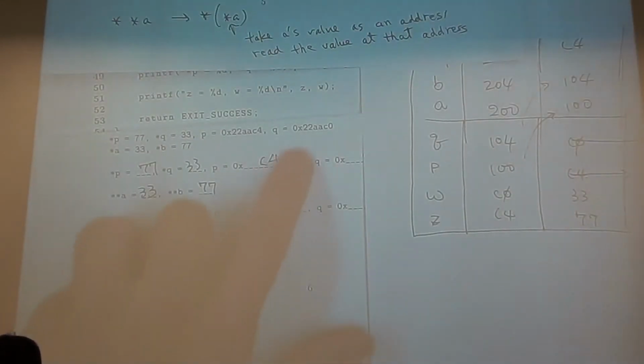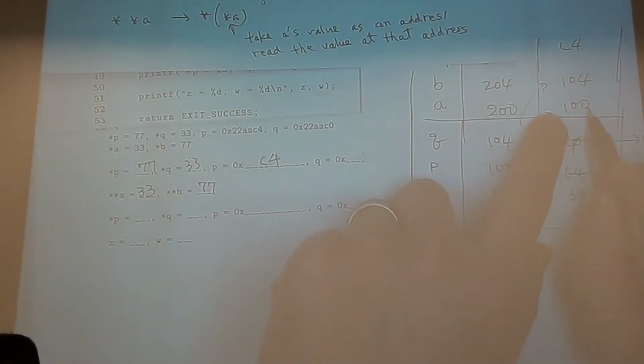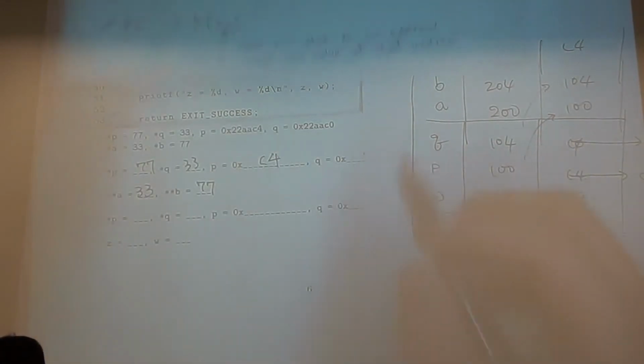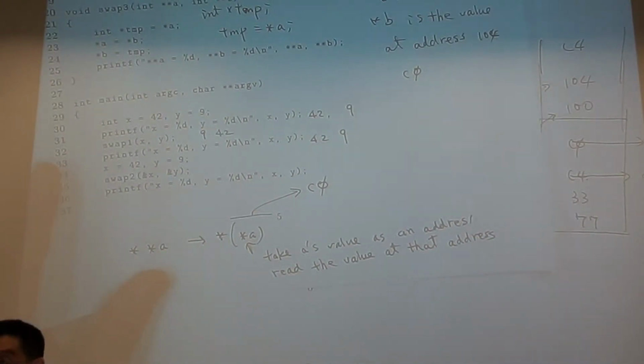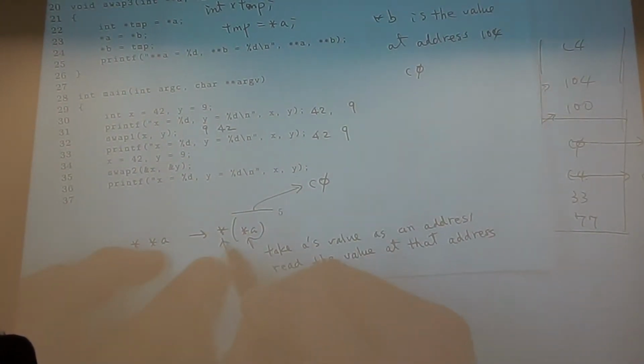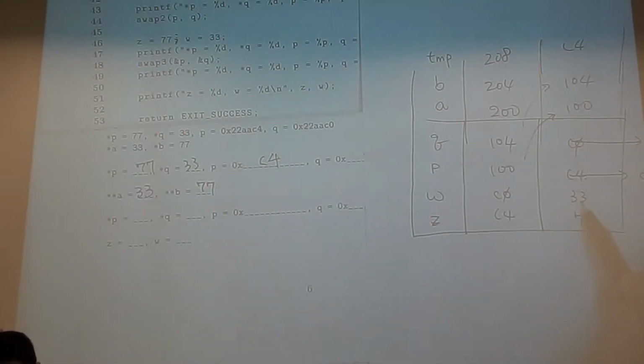So take S value as address 100, read the value at that address, so I get C0. So this part is C0. C0 is still an address, so you add one more star. You go to C0 and read the value. Therefore, you go to C0, read, the value is 33.